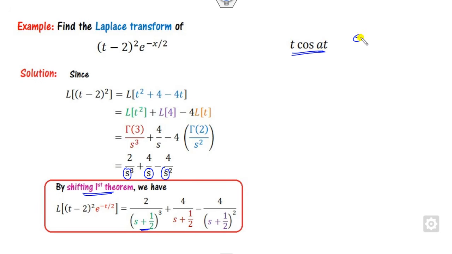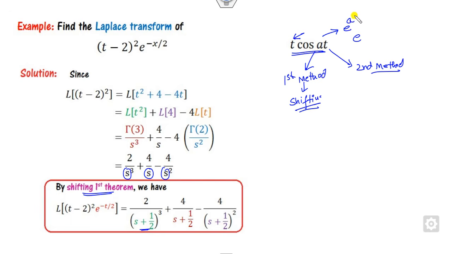Since there is no exponential part present, there are two ways. The first method we will discuss in this video is with the help of the shifting first theorem. While in the second method, since it's a polynomial term present here, we will discuss after this video. So how can you solve this with the shifting first theorem? It means your target is to express this in terms of the exponential.